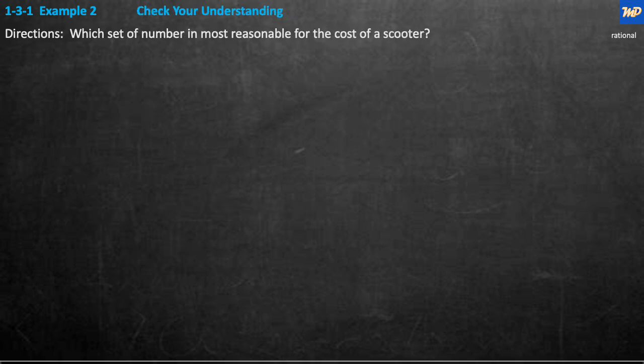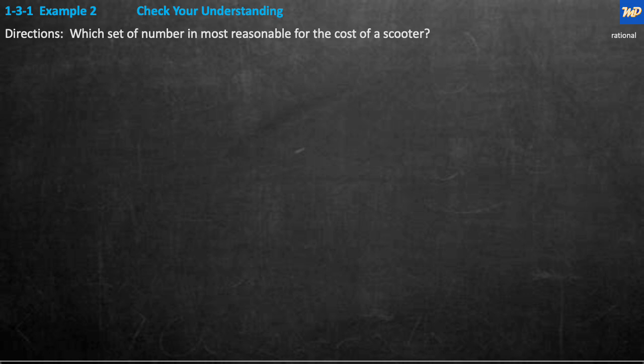So, example 2, check your understanding. It's your turn to give us a try. This is just like the previous slide. Directions. Which set of number is most reasonable for the cost of a scooter? A motor scooter, I think is what they're talking about here. So go ahead and stop the video, think about it, come on back, answer the question. We'll do it together. Okay, I'm sure you've stopped it and done this by now.